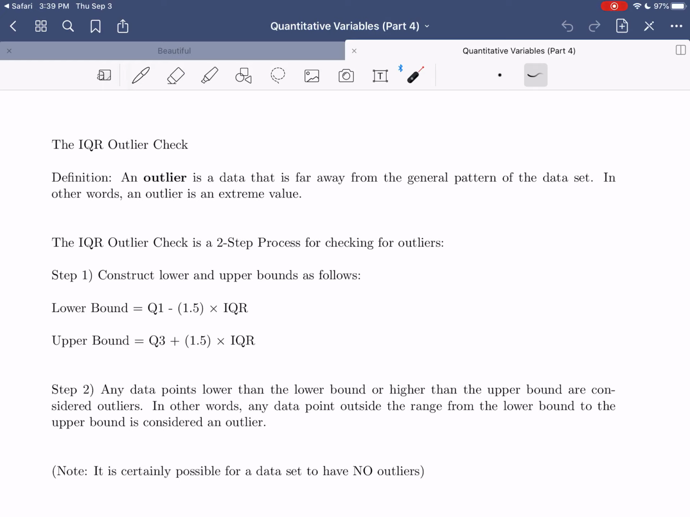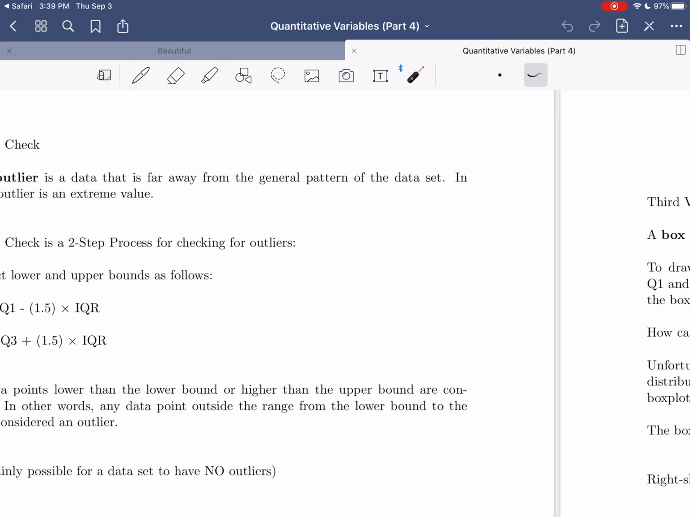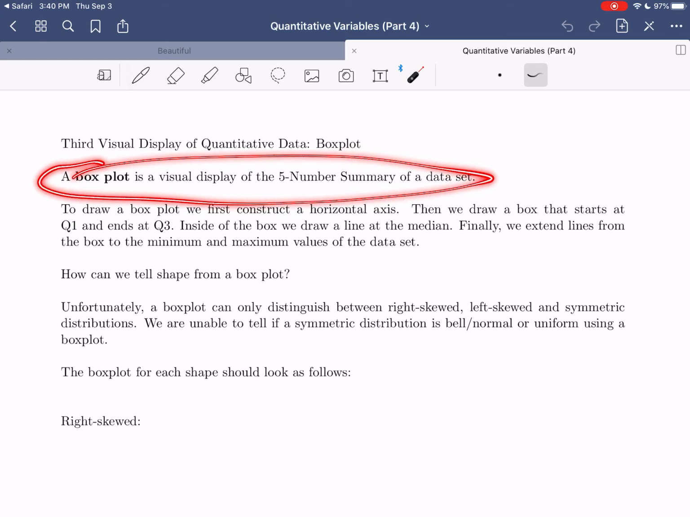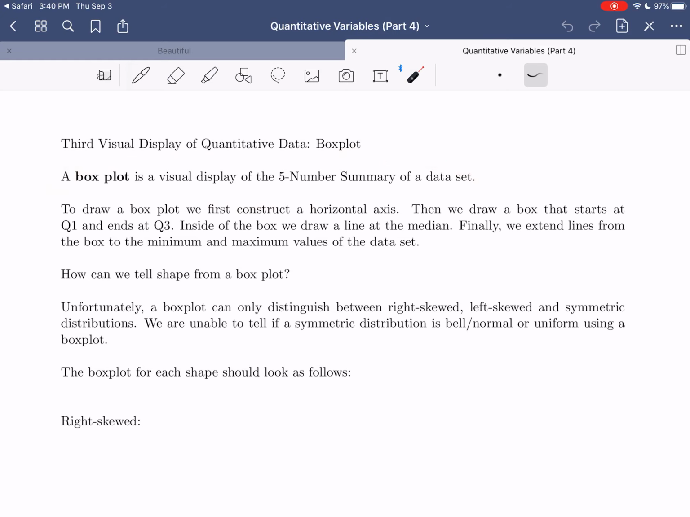All right, before we get to an example, let's also talk about that other visual display, the box plot. So let's have a little discussion about that. This is our third visual display of quantitative data. Remember, we've talked about the histogram, we've talked about the stem and leaf plot. Now we're ready to talk about what's called a box plot. So a box plot, again, is a visual display of quantitative information, but it's a visual display based on the 5-number summary. So the box plot and the 5-number summary go hand in hand.